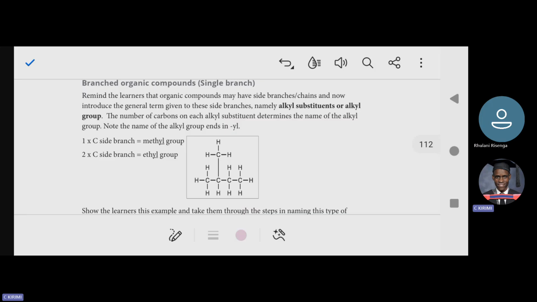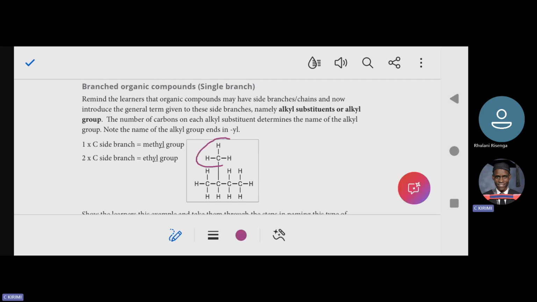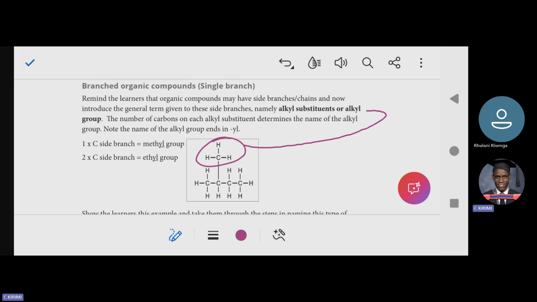So these are the side branches which we are talking about. We call them the alkyl substituents or the alkyl group. Which one is the alkyl group here? It's this one. This is the alkyl group. And this is our longest chain, which we are referring to as the parent chain. Is that clear? Yes, the parent chain, the parent group, the longest group. So that one is the alkyl substituent.